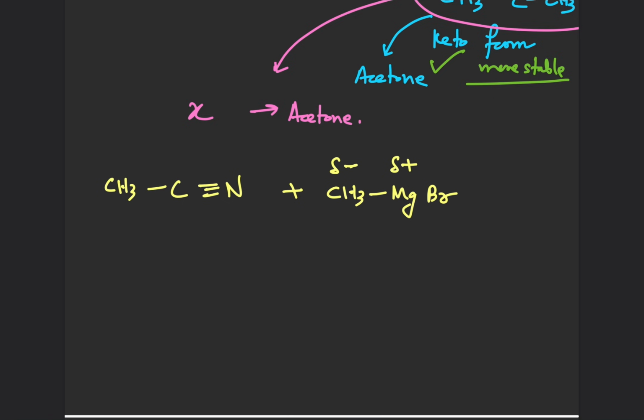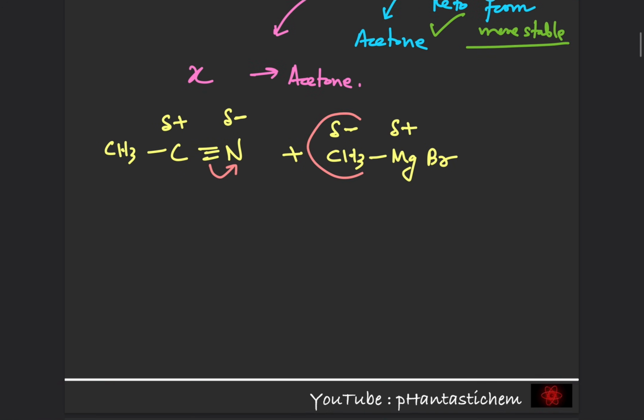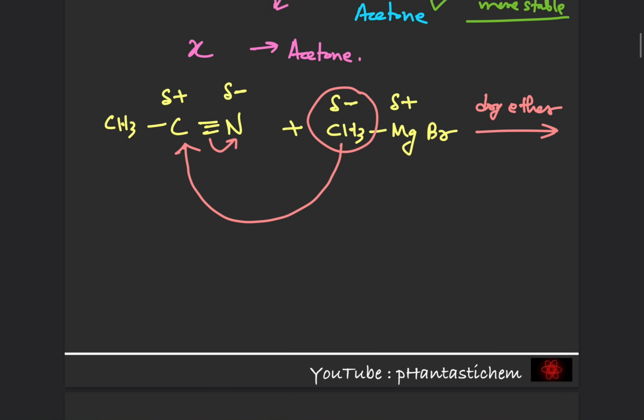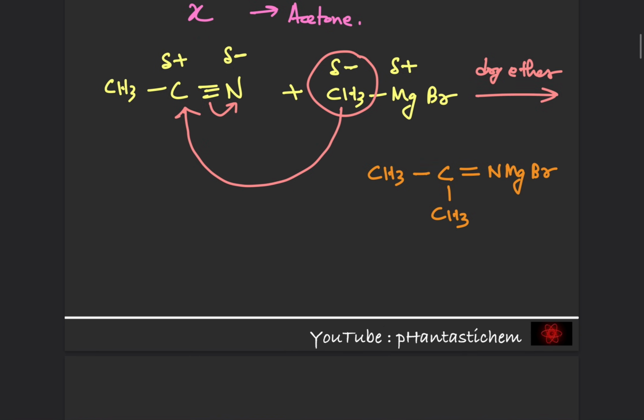This carbon will have a partial negative charge. N will have a partial negative charge, and carbon will have a partial positive charge. N, being more electronegative, will take these electron pairs, and this CH3 will go and attack our positively charged carbon. This happens in the presence of dry ether as we are using a Grignard reagent. So we will get CH3C(CH3)=N-MgBr. This is our intermediate adduct.